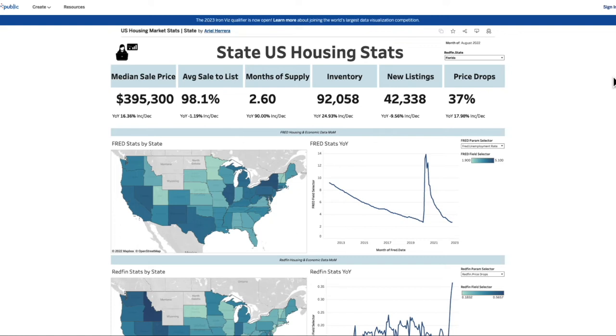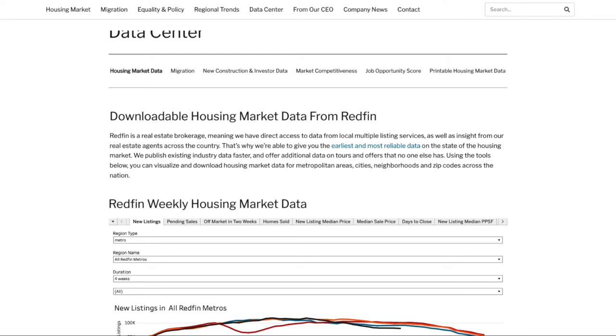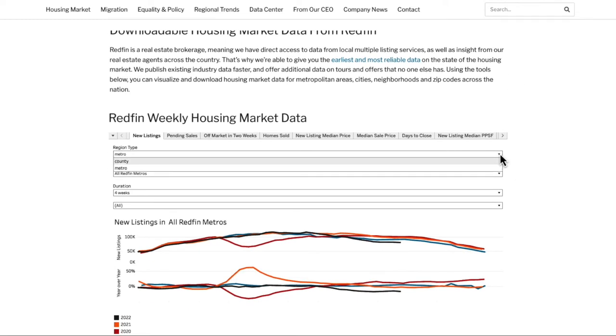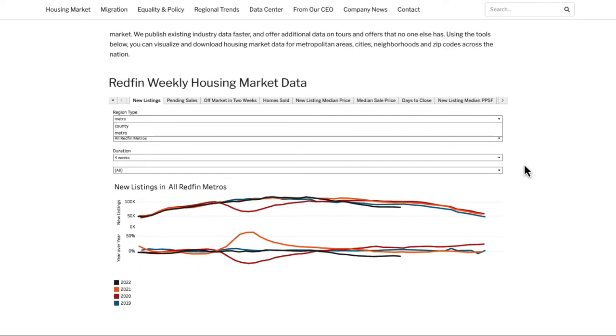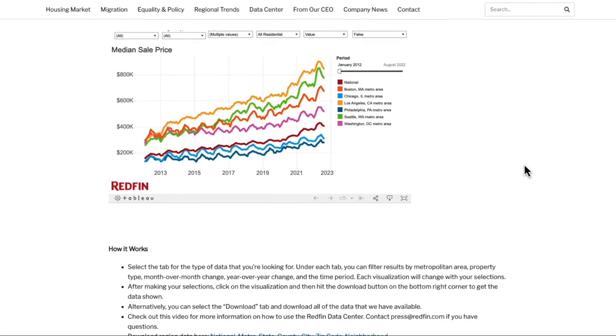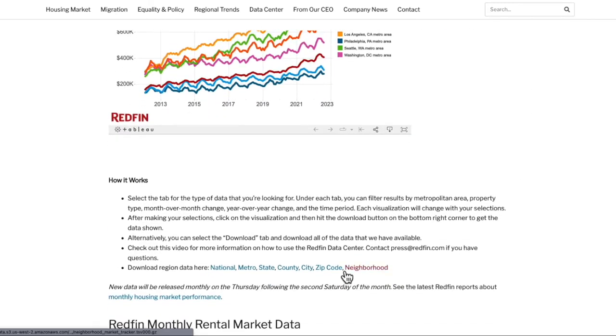Well, as a basis, this data comes from 3 different sources. Redfin publishes data at several different region levels, including county, metro, state, national, zip code, and neighborhood. Here you can download the data all the way at the bottom, but this is a little bit difficult to unpack since it's in a gzip file. This can be very cumbersome, especially if you're looking at data down to zip code level.